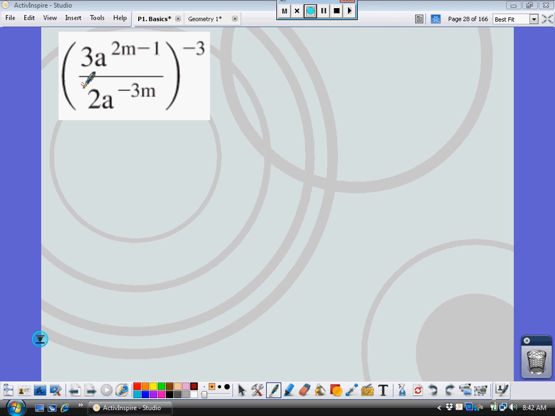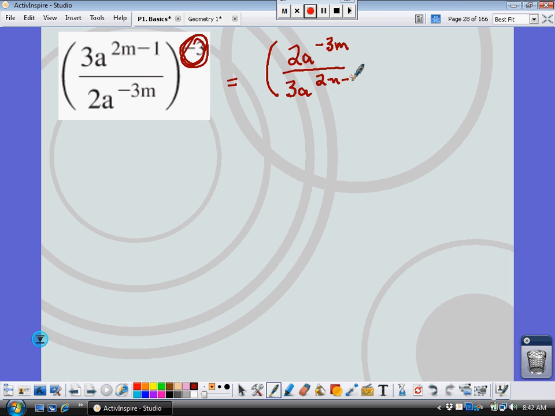Not easy, easier. First thing that you need to think about, you have a fraction to a negative exponent. Colby, anytime you have a fraction to the negative exponent, what do you need to do to that fraction? Thank you. So 2a to the negative 3m is now on top. 3a to the 2m minus 1 is now on bottom. And it's now being raised to the positive 3 power. Any questions so far?